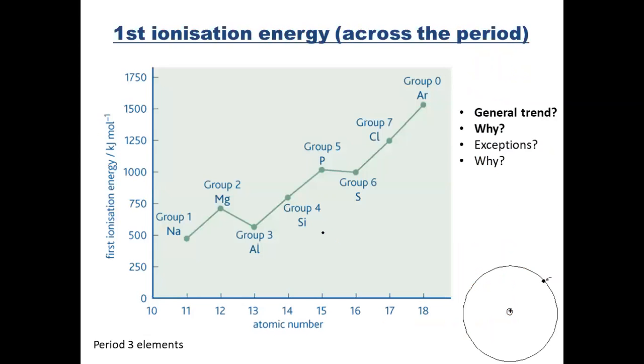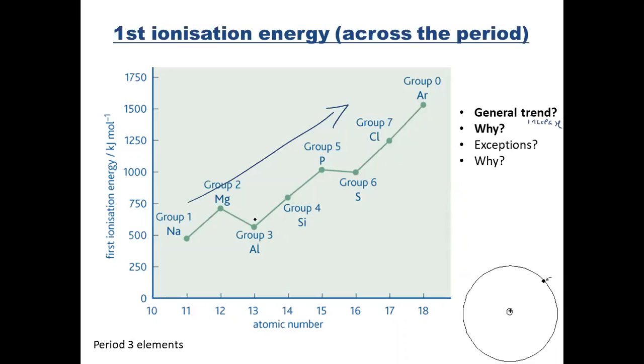Now, what about across the period? So here we go across the period. We've got group 1 sodium, and group 2 magnesium, group 3, group 4, group 5, 6, 7. What happens? There's two things in here. One thing is the general trend. What is the general trend? Yes, you can see that's the general trend. The general trend is the increase. And then we need to think about why, and I'm going to explain that in a second. Think of the factors that we were talking about.